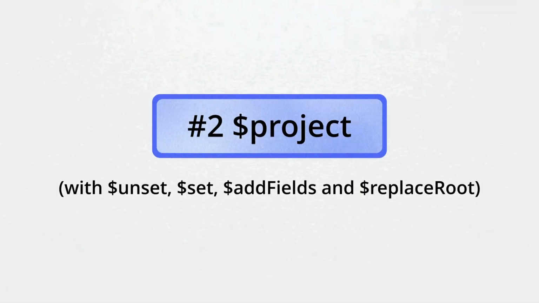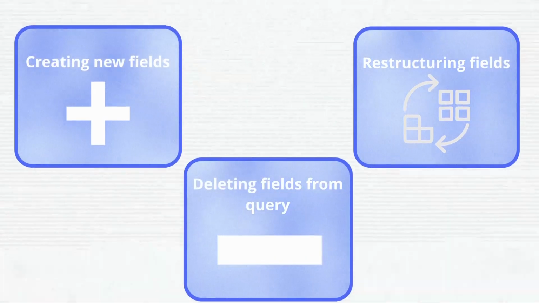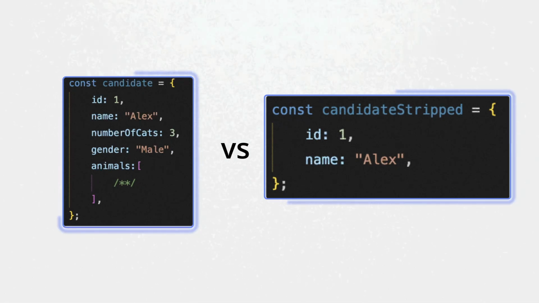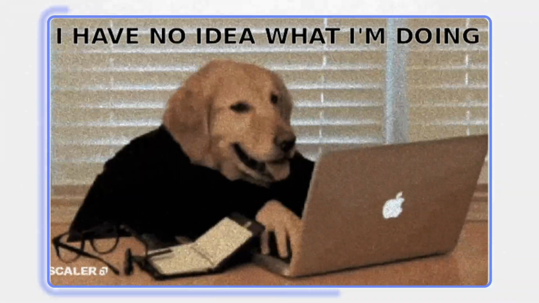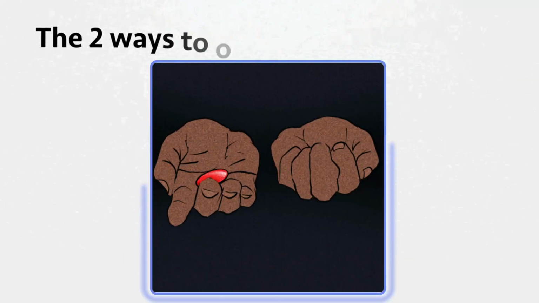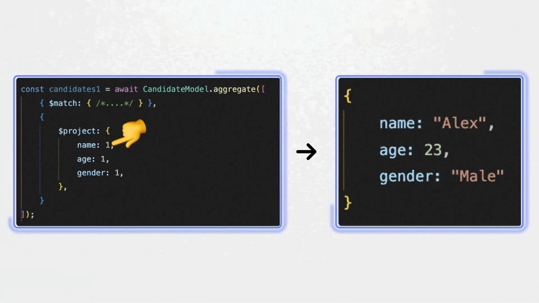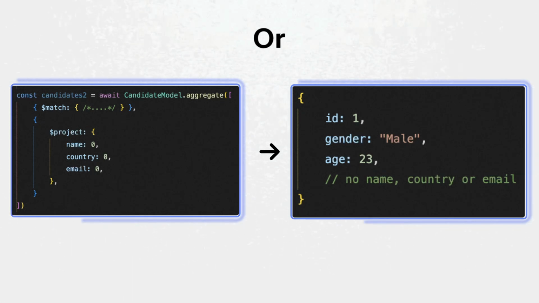Next is projection. If match filtered the data we queried, projection transforms it. The main use case is creating new fields, restructuring existing ones, or most importantly, choosing not to query them. Choosing to not query some large fields will greatly increase your website speed, especially if you have lots of objects. Now that I've convinced you that choosing not to query all fields is a good practice, here are two ways to do it. You can either specify what fields to query and everything else will be excluded, or you can specify which fields will be excluded and you'll query everything but them.